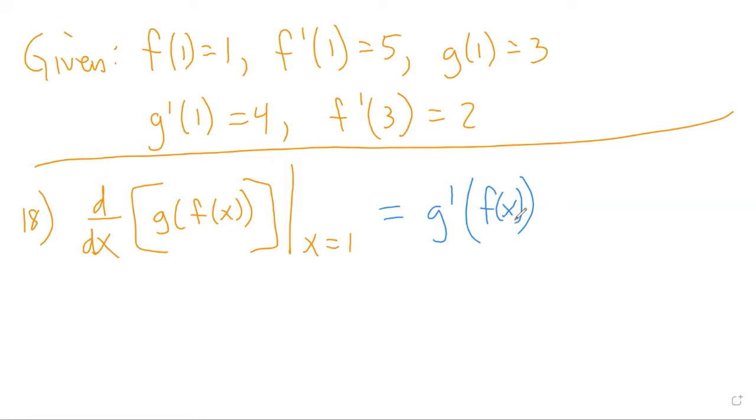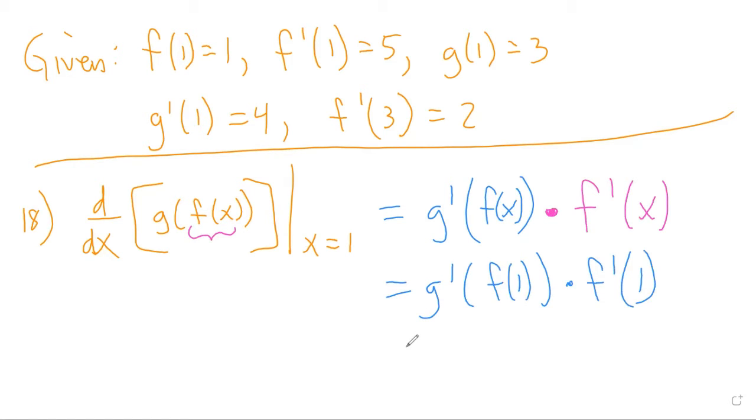But what we then do is multiply this by the derivative of the inner function, which would be called f prime of x. This is what we call the chain rule, right? Now we want all of this to happen when x equals 1. So let's write this again with x equaling 1.